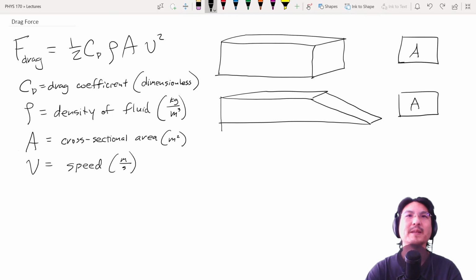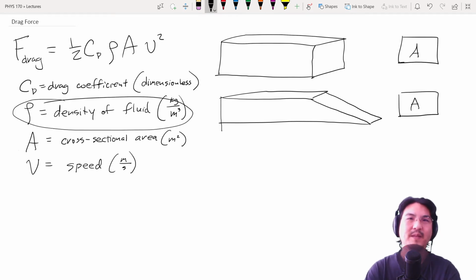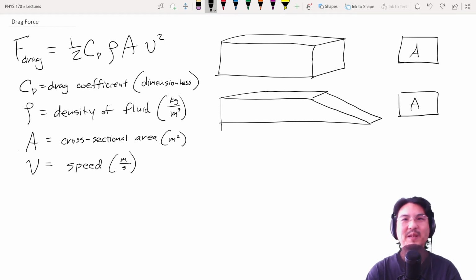Okay, and then density is, like, why do airplanes fly up at 30,000 feet? Because there's less pressure and then less density of the air. And so if the density is lower, right, then this is lower.